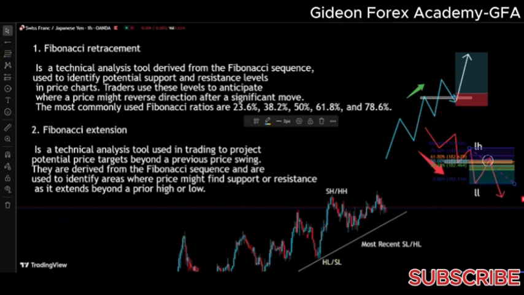Just like in this previous case, this is a higher high, of course. That would be the most recent higher high, all right? And this is the most recent higher low, okay? So you would drag your Fibonacci tool from the most recent higher low to the most recent higher high.